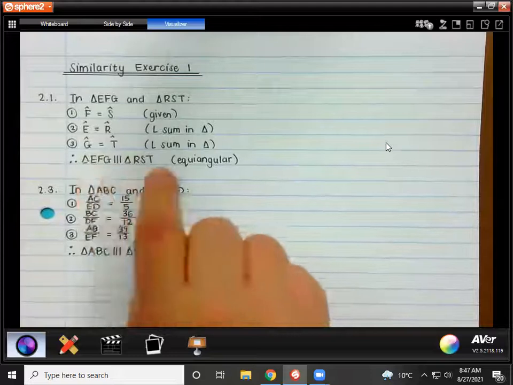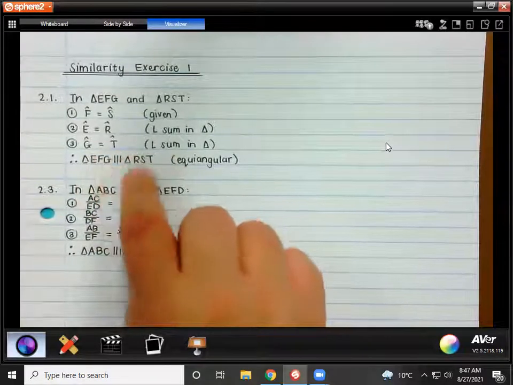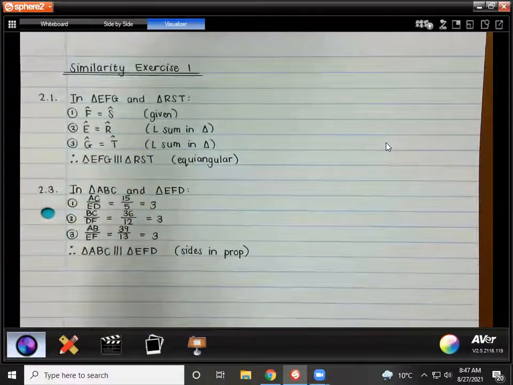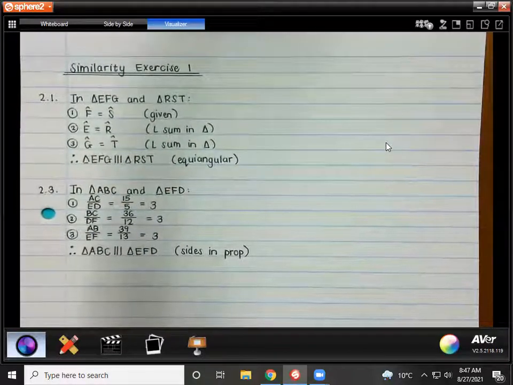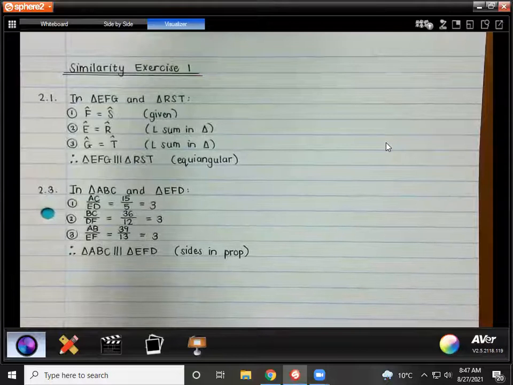Then you write your statement. We call this the similarity statement, where you actually say this triangle is similar to this triangle, and the reason there is equiangular. Because it's the angles that we've used.